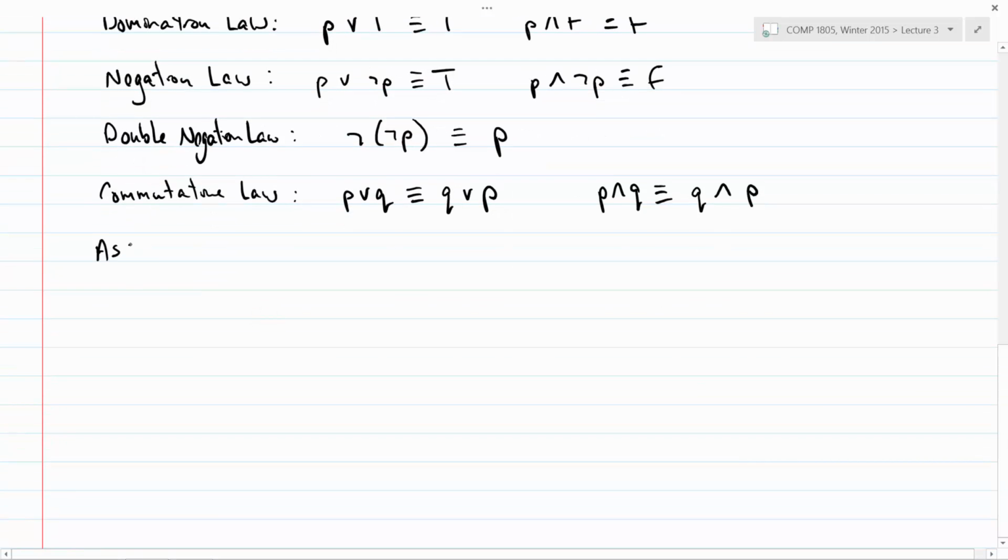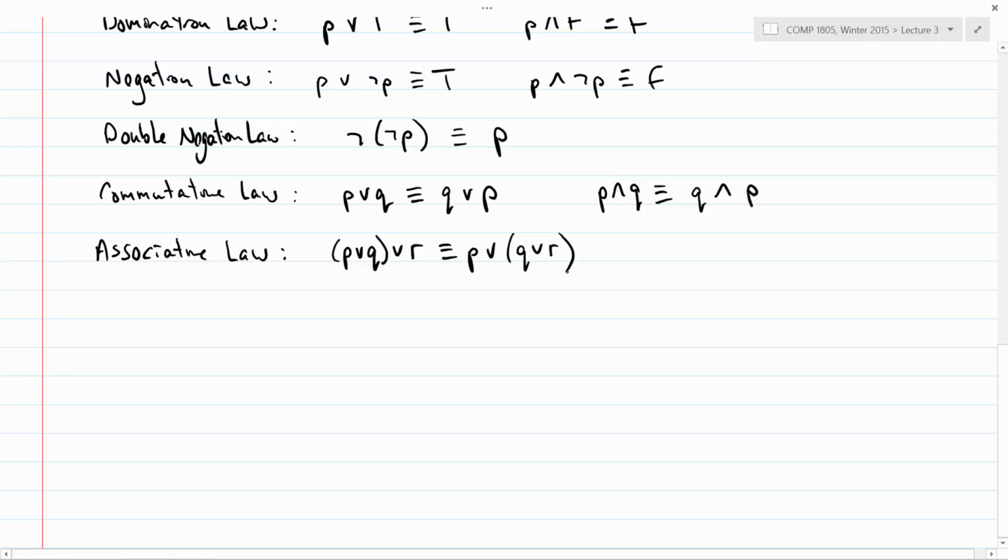Next, we have the associative law. And this basically says if you have three things and it's both ors or both ands, then you can bracket it however you would like. So this is like 1 plus 2 plus 3, where the 1 and 2 are bracketed, is the same as when the 2 and 3 are bracketed. All right, so the associative law says that (P or Q) or R is exactly the same thing as P or (Q or R).